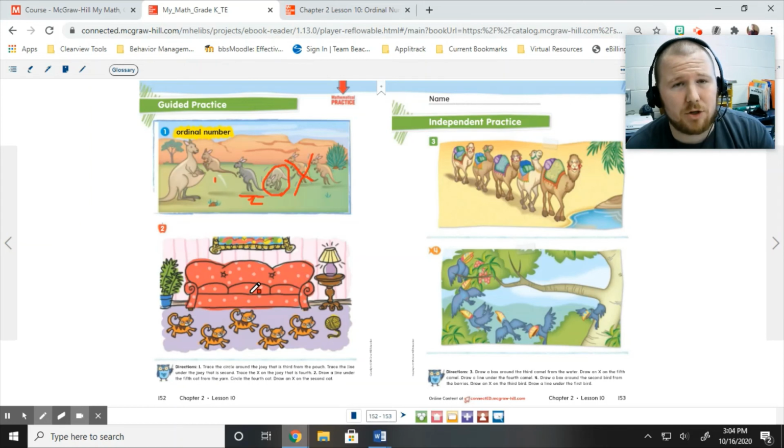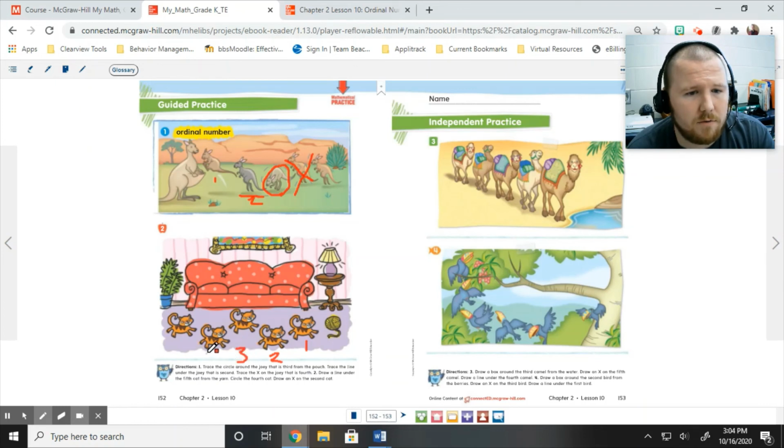Now looking down at the cats, it says, draw a line under the fifth cat. Now I have to make sure I know which way they're going. What are they looking for? Yeah, there's that yarn ball right here. So they're going towards the yarn ball. So I have to start closest to the yarn ball and then work back. So first, second, third, fourth, and fifth. Okay, good.